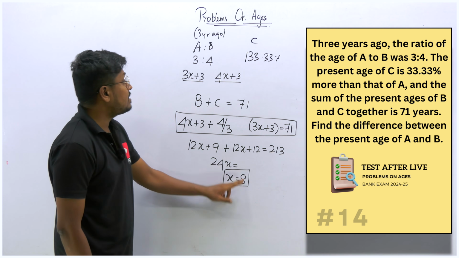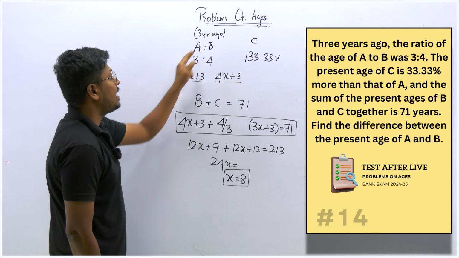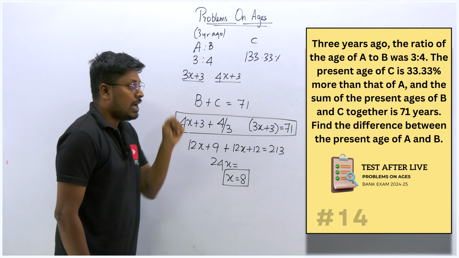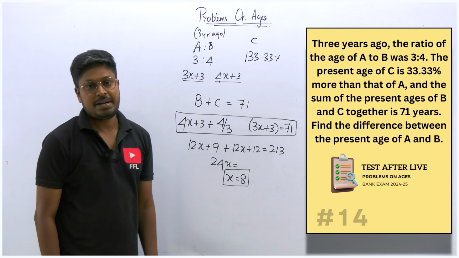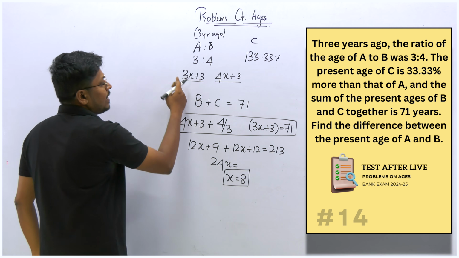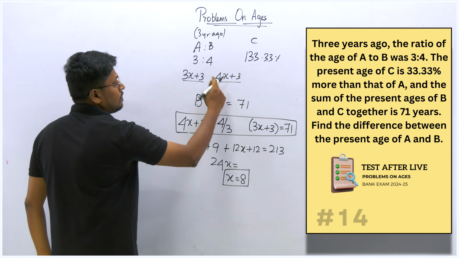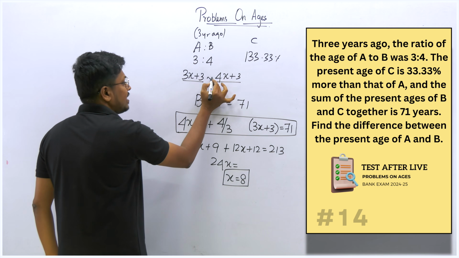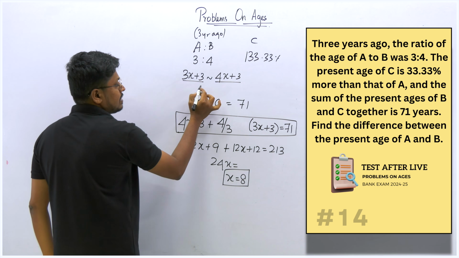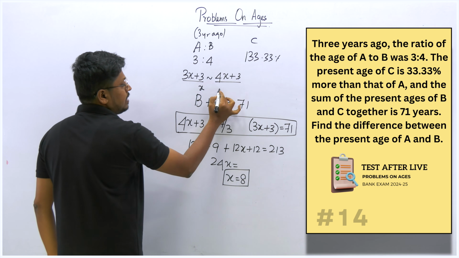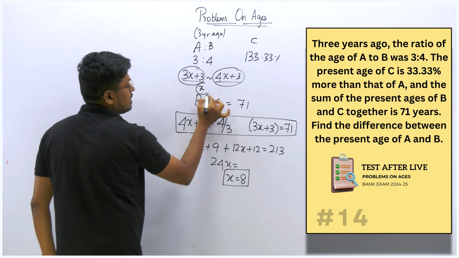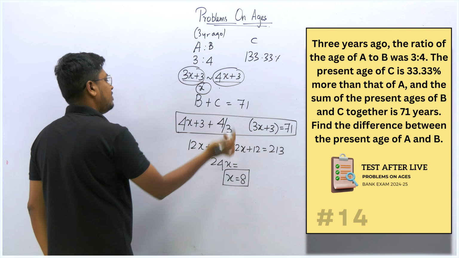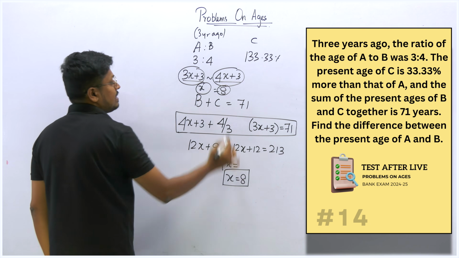So after getting the answer, we can easily find the present age of A and B. What is the question? Our target is to find the difference between the present age of A and B. So we know the present ages of A and B are 3x plus 3 and 4x plus 3. Here itself we can find the difference. 3x and 4x, difference is x. 3 and 3, difference is 0. So the difference between both persons' present ages is x. What we found? x. So we can say the answer for this question is 8 years.